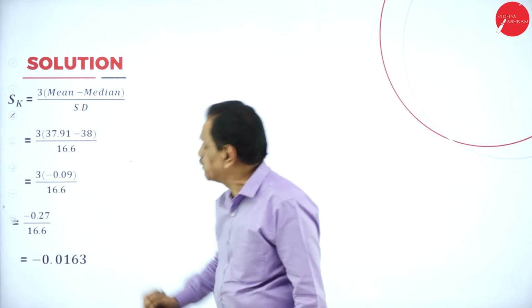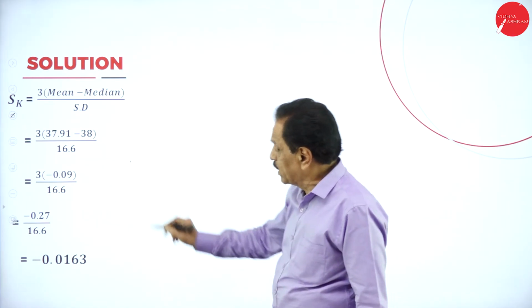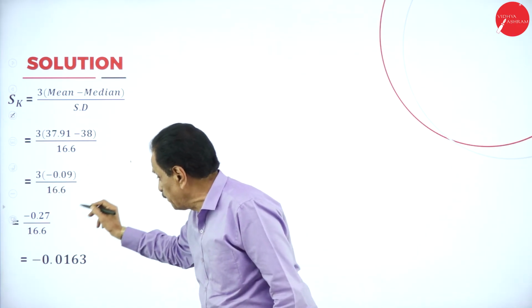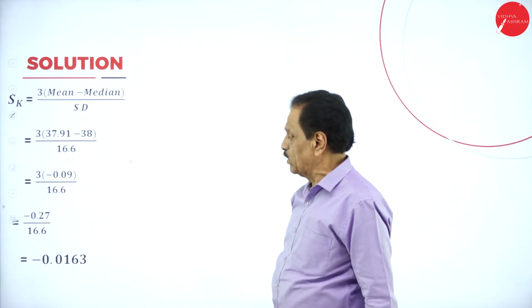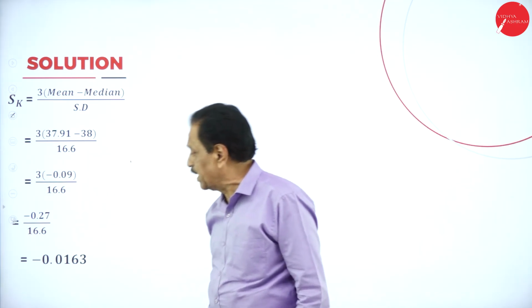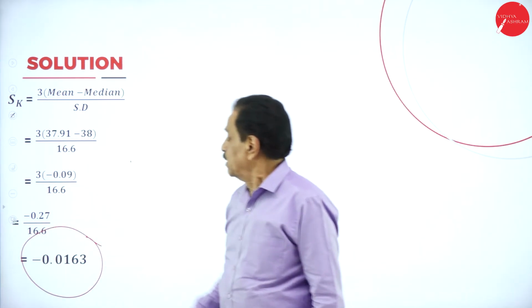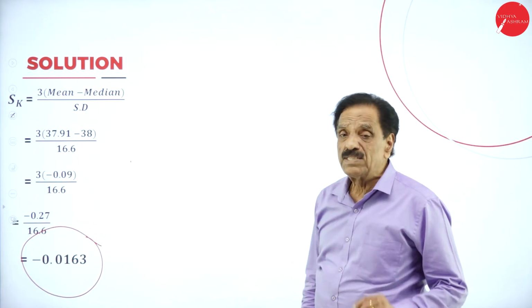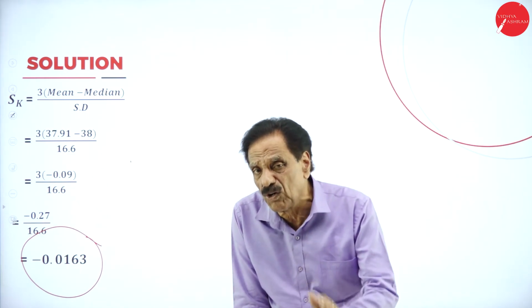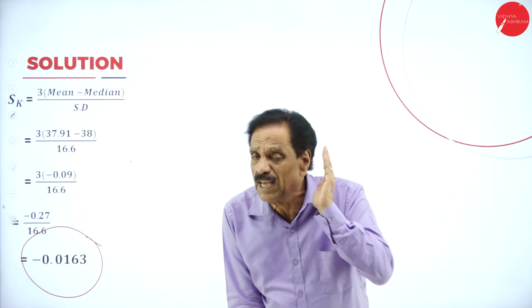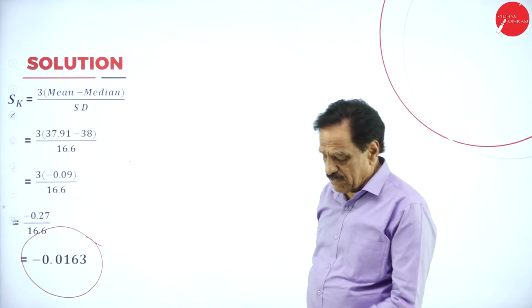37.91 minus 38 is minus 0.09 into 16.6. If we multiply, it will come minus 0.27 divided by 16.6. If we divide it, your answer is minus 0.163. This problem you have solved according to the median, because the highest frequency is repeated.